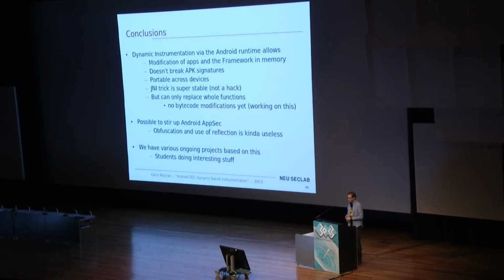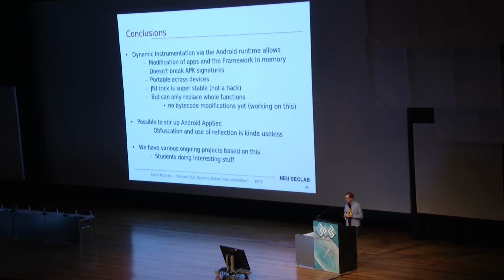And I'm already almost at the end. So dynamic instrumentation of the Android runtime really allows you to modify applications and the framework in memory. You don't break any signatures. Your instrumentation tools are really portable across devices. The JNI trick is actually super stable because it's not a hack. That's just how the JNI interface on Android works. So far we can only replace complete functions, so we don't modify bytecode yet.